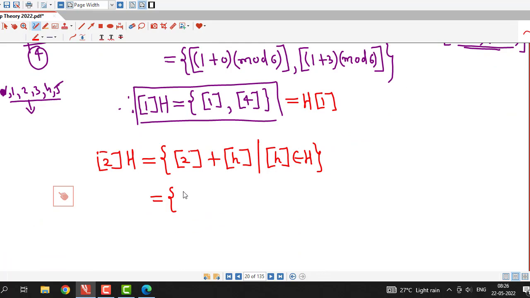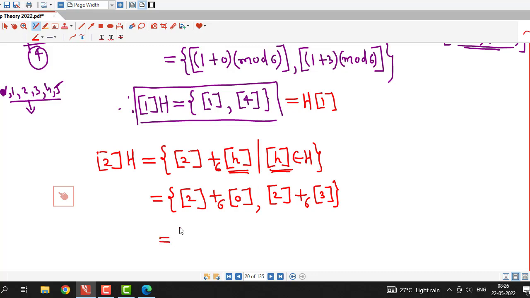So we substitute them here, and here I have to write addition modulo 6. This is 2, addition modulo 6, 0 and 3. Okay, we substitute these elements of the given subgroup. Now by definition, this is the equivalence class generated by 2 plus 0 modulo 6, and here 2 plus 3 modulo 6.